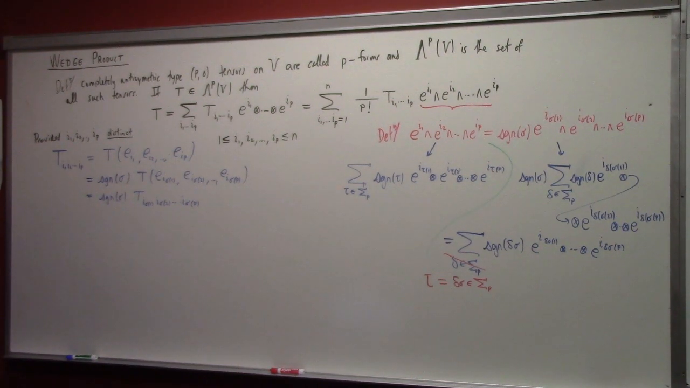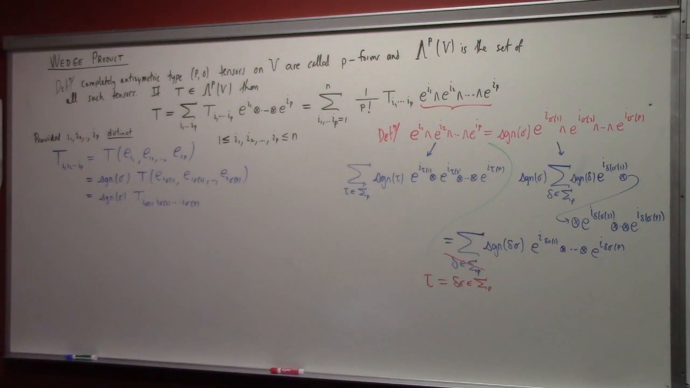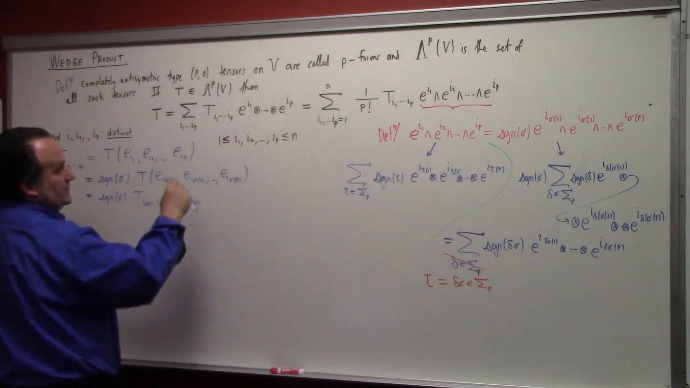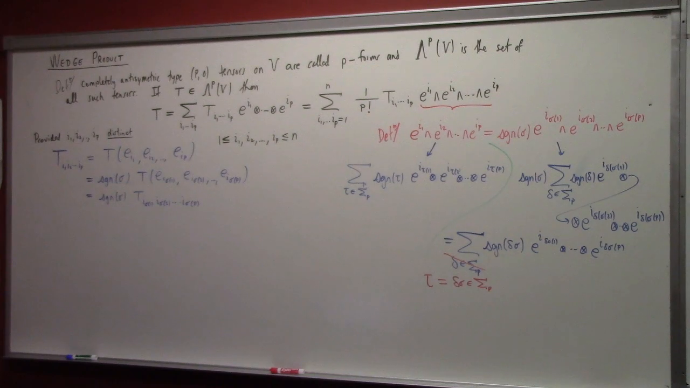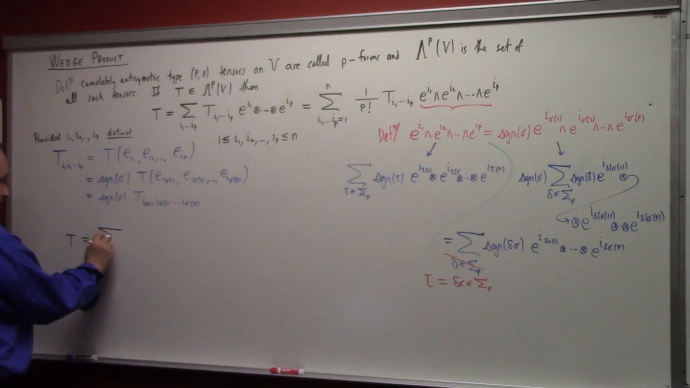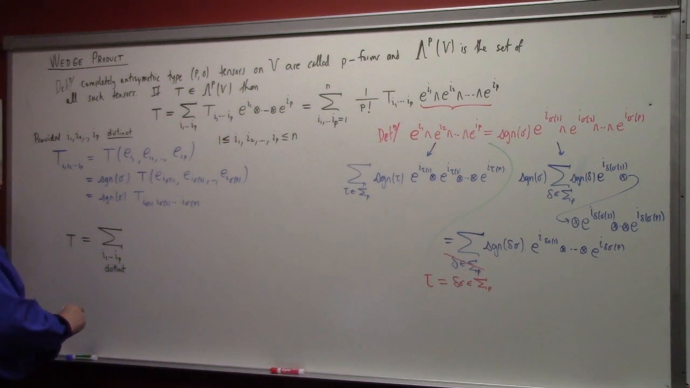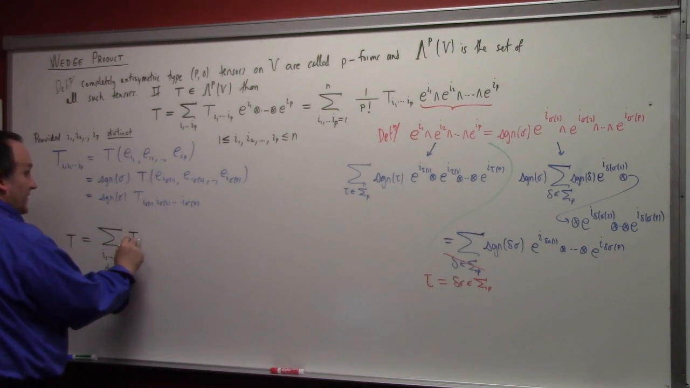So I really should rewrite this sum in terms of distinct indices, right? But why do they have to be distinct? Well, they don't have to be. They could be repeated, but if they are, then that's just 0 because this is 0. So I guess we could rewrite T as the sum over i1 through ip distinct, and then what can I do with that?